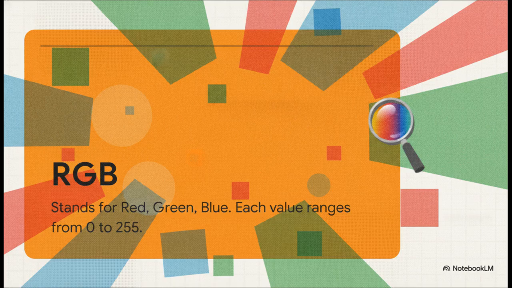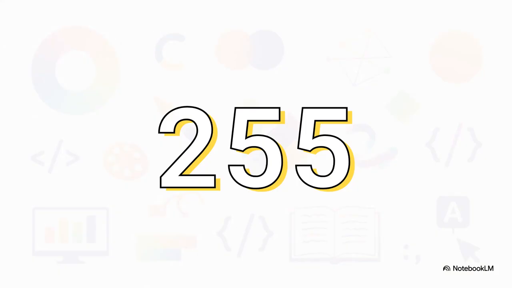This stands for red, green, and blue, and it is the absolute foundational formula for mixing the light that makes up every single screen you look at, from the phone in your hand to your computer monitor. And here is the magic number you really got to commit to memory: 255.